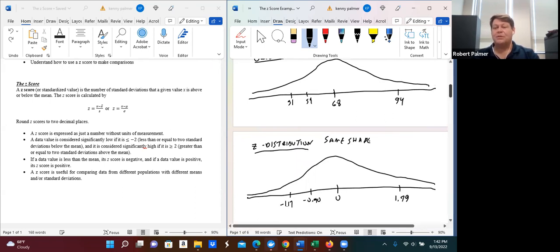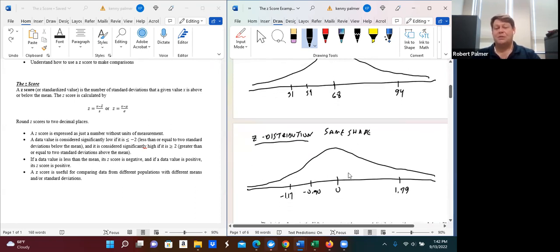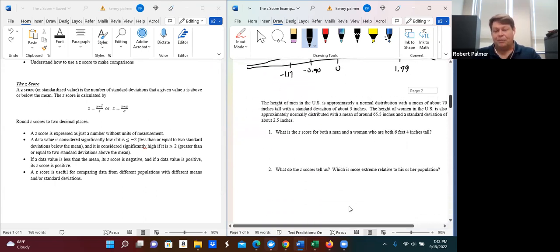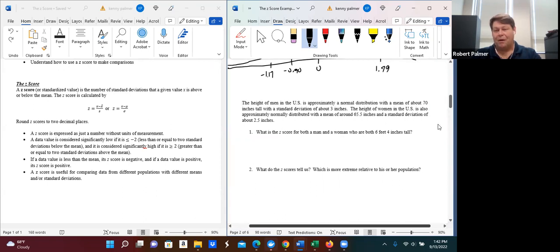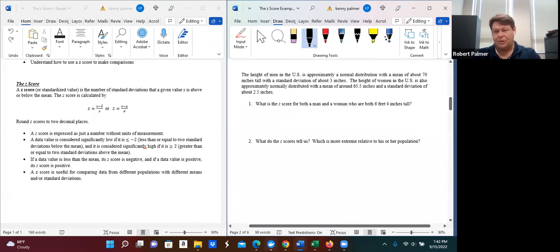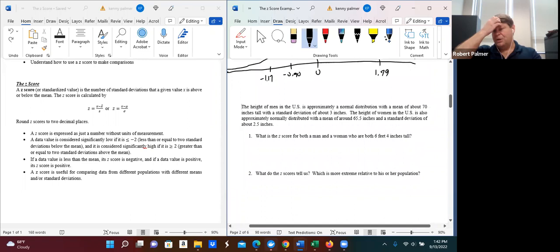So this is a way of converting, and it's called the standardized distribution. This allows us to think of different things in terms of just standard deviations. How many standard deviations are you away from the mean, either above or below? Now, how can you use this? Let's take a look at our next example. Here, what we want to do is be able to compare values from two different populations.